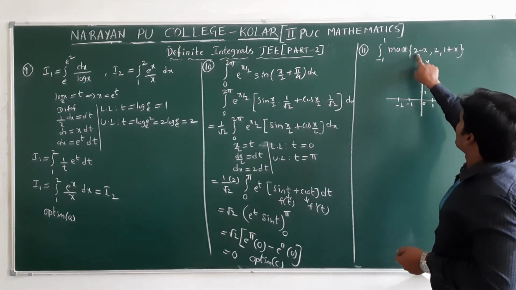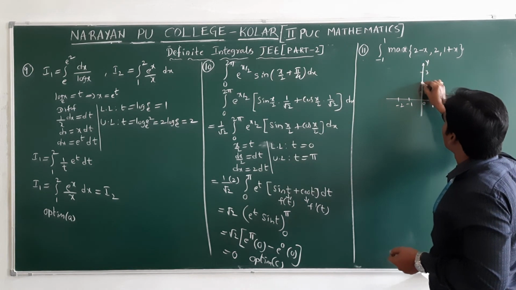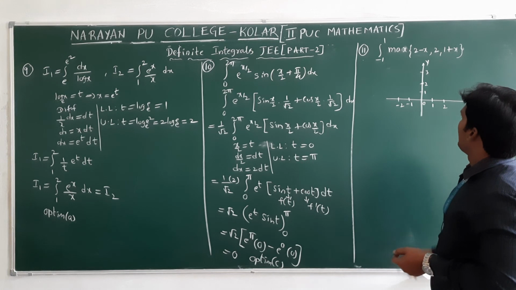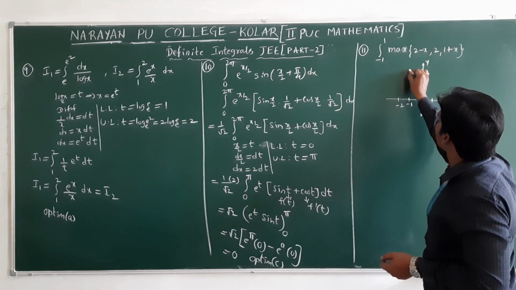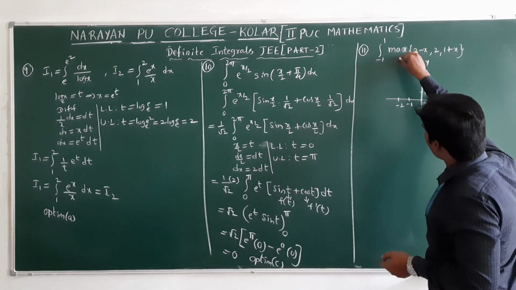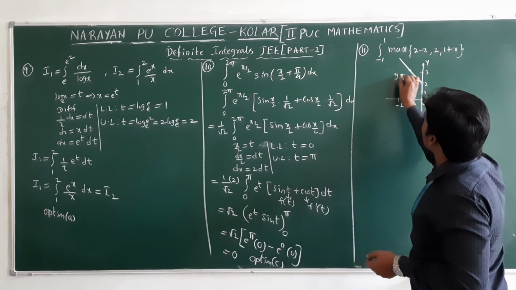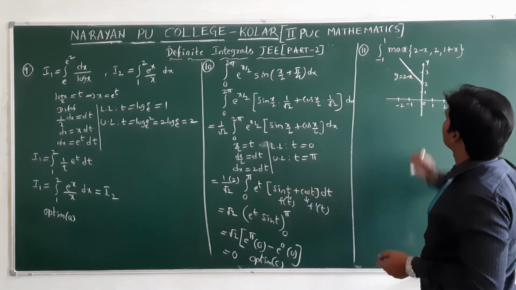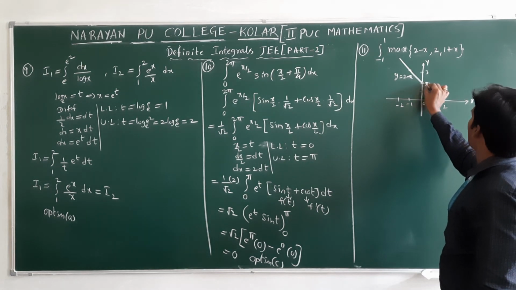Now, for example, you want to draw the 2 minus x graph. When x value is 0, what is the y value? 2. When x value is minus 1, 2 minus of minus 1 is plus 1, that is 3. It will go like this graph. This is y equal to 2 minus x. Next, y is equal to 2, which is clearly parallel to the x axis.